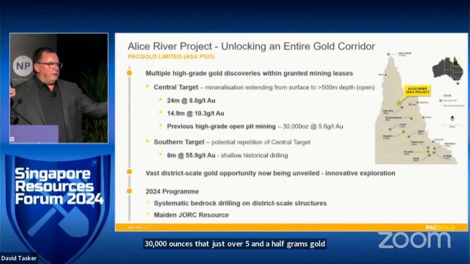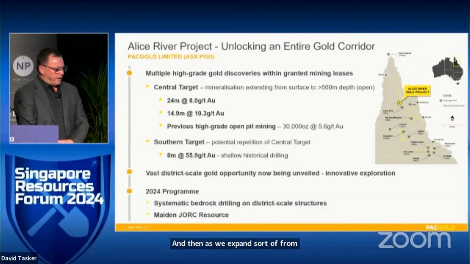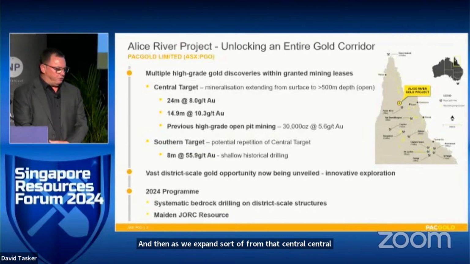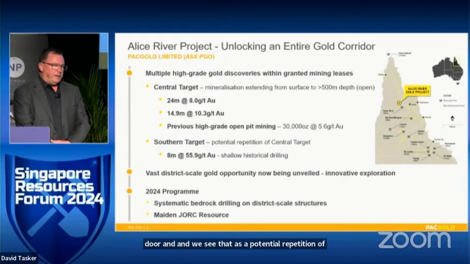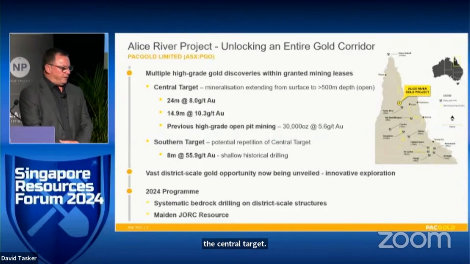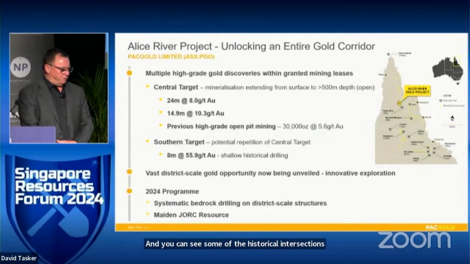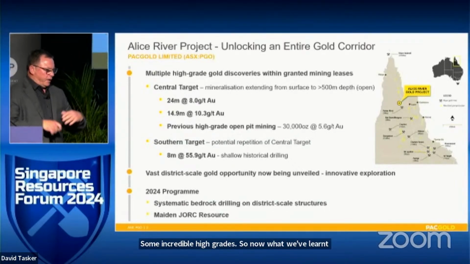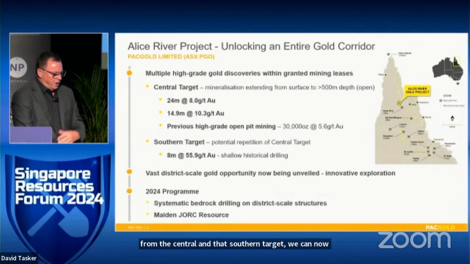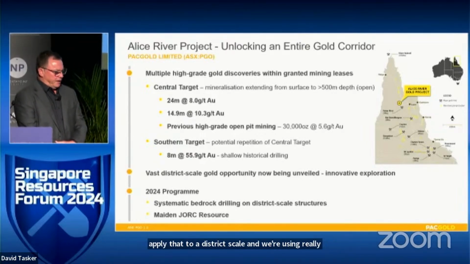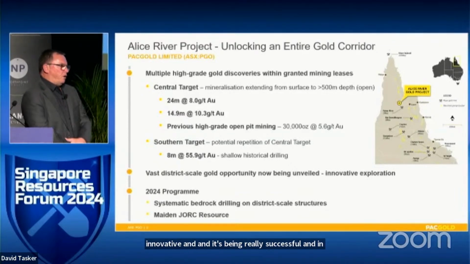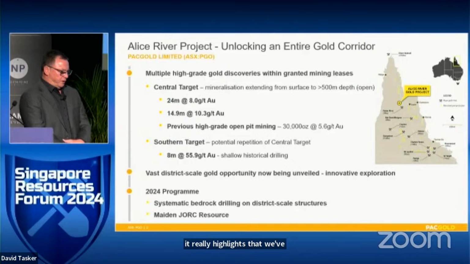And then as we expand from that central target, the southern target is almost immediately next door, and we see that as a potential repetition of the central target. You can see some of the historical intersections from that southern target, 8 metres at 55 grams gold, some incredible high grades. So now what we've learnt from the central and southern targets, we can apply to a district scale, and we're using really innovative exploration, and it's being really successful, and it really highlights that we've actually identified a whole new gold district in North Queensland.